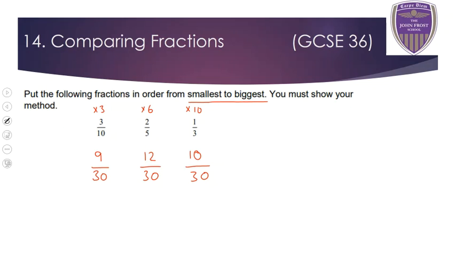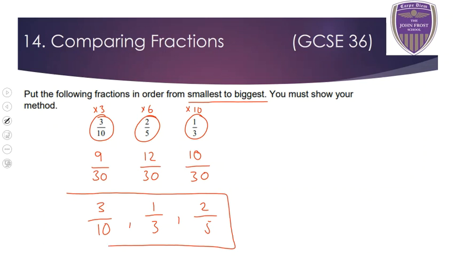So 9 over 30 is the smallest one. But when we write the final answer now, we're not going to write any of these 3 fractions that I've just written down out of 30. We've got to use the fractions that were given to us in the question to start with. So 9 over 30 is the smallest, but that was 3 over 10 to start with. So 3 over 10 goes first. Then after that, 10 over 30 is the next smallest, but that was 1 over 3 to start with. So we write 1 over 3 as our answer. And the biggest one then is 12 over 30, but that was 2 over 5 to start with. So that would be our final answer.